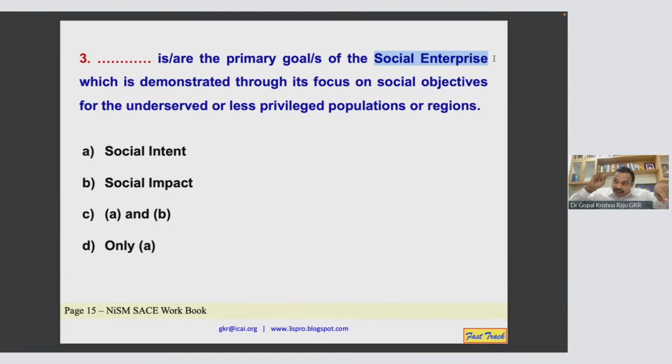Intent also should be good. Impact also should be good. Then the money that has been spent for that particular purpose has achieved the objective. So therefore, it is A and B. Most important, guys, most important.